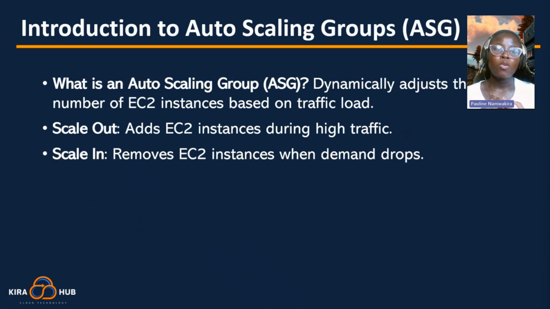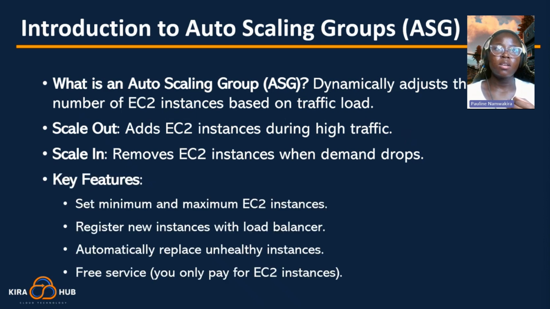When you are scaling in, we are removing servers when the demand decreases. So that means that we are optimizing on our cost and resource usage. Some of the key features of the auto scaling group: you have to set up your minimum and maximum EC2 instances, because we don't want to go over cost, and you need to register the new instances with a load balancer to ensure that the load balancer is able to distribute traffic to this auto scaling group, and it will automatically replace any unhealthy instances.